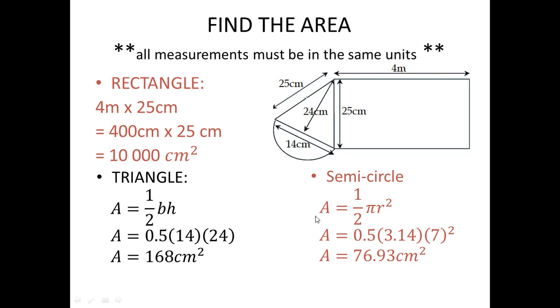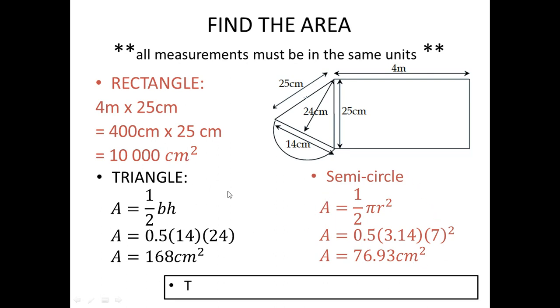We have the area of all of the parts. Now we need the total area. We're going to add the rectangle, triangle, and semicircle together for us to have our entire area. So 10,244.93 centimeters squared. And that's the end of this tutorial.